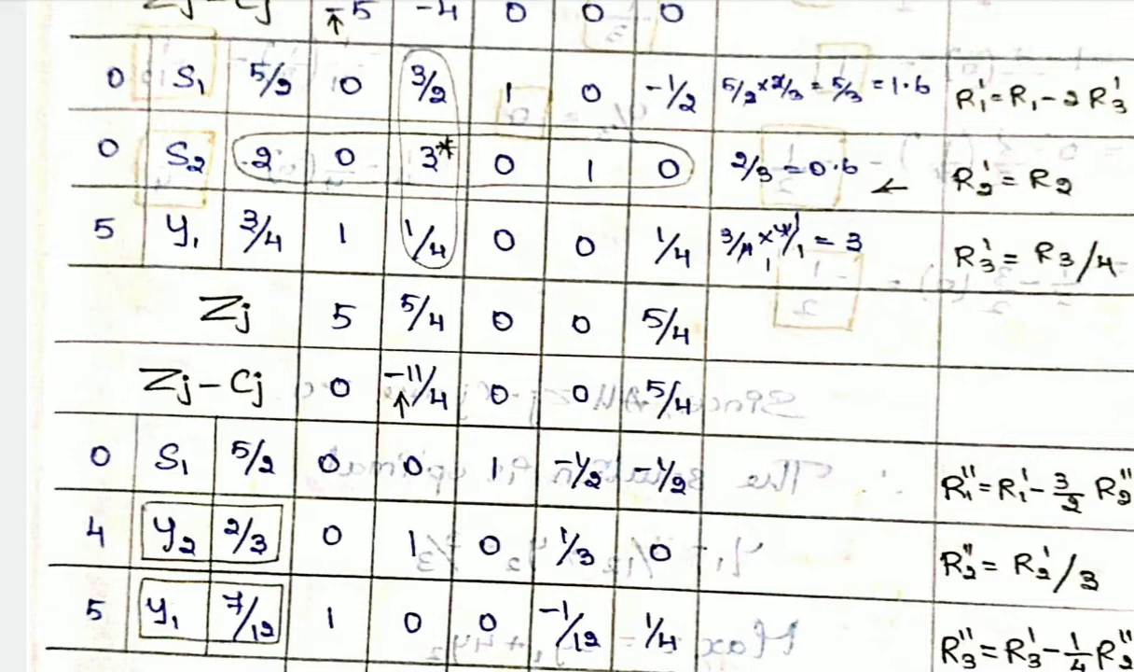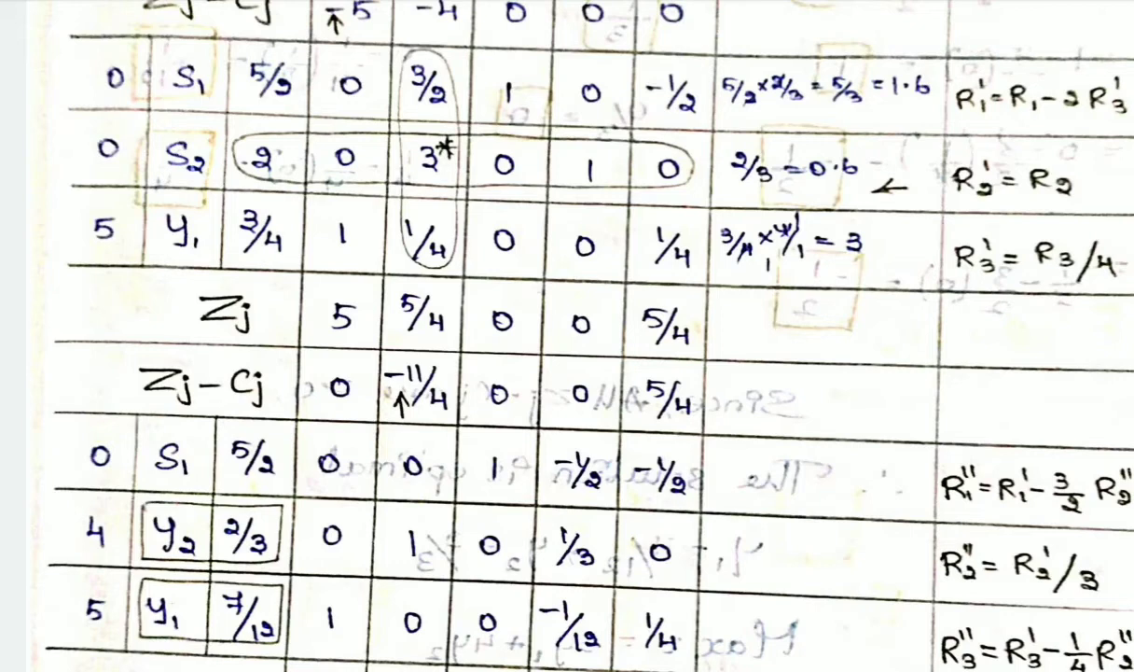The next we have to come to the ZJ value. So the first 2 0 will be as it is. So we have to omit that one. 5 into 1 is 5, 5 into 1 by 4 is 5 by 4, 5 into 0 is 0, 5 into 0 is 0, 5 divided by 4.